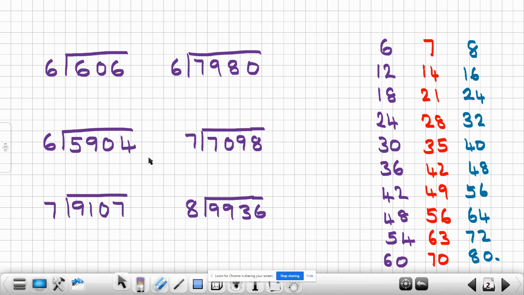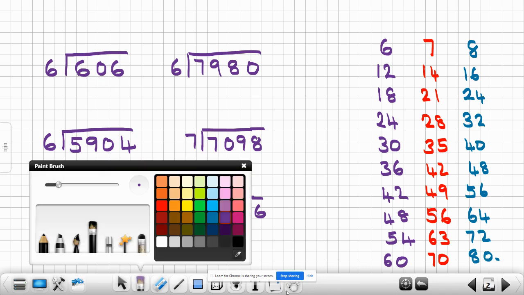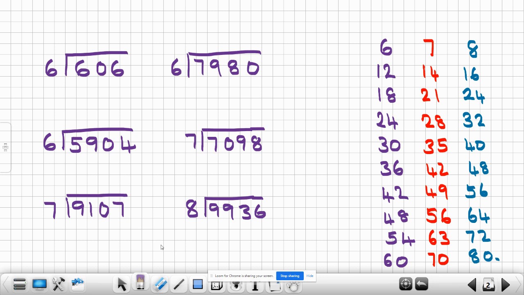Right, let's get started. So we've got 606 divided by 6. And for this video, I've just written them out in the form we're going to use it. So remember, we start with the biggest number. So we're saying 6s into 6 goes once. No leftover, so now we've got 0.